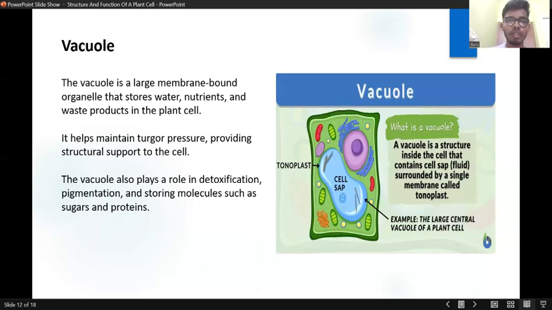Next, we'll move on to the vacuole. The vacuole is a large membrane-bound organelle that stores liquid content, that is water, nutrients, and waste products in the plant cell, and it helps to maintain turgor pressure and provides structural support to the cell. The vacuole also plays a major role in detoxification, pigmentation, and storing molecules such as sugars and proteins.